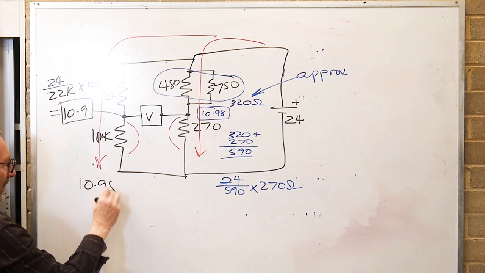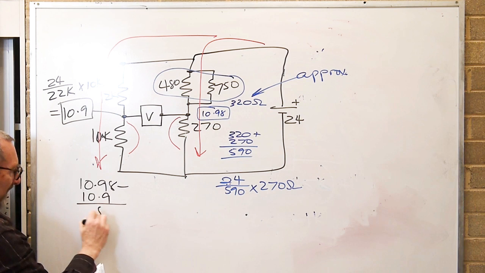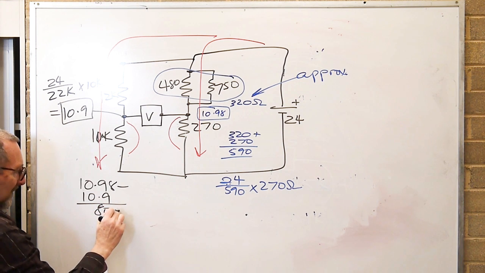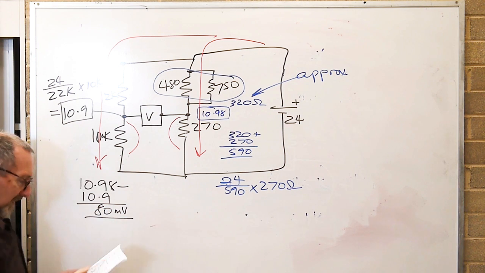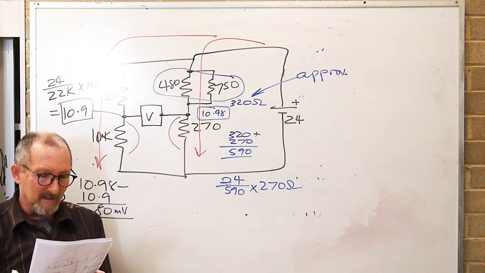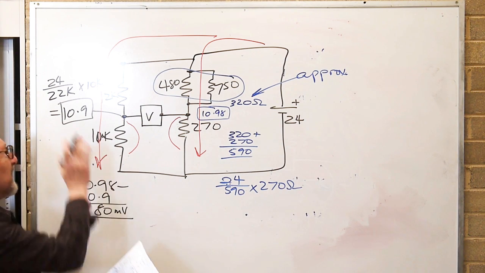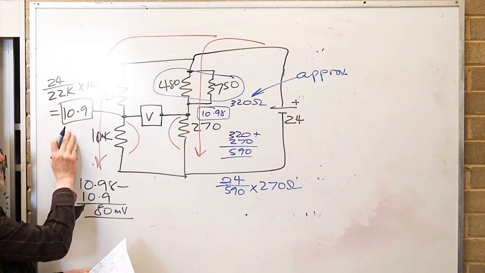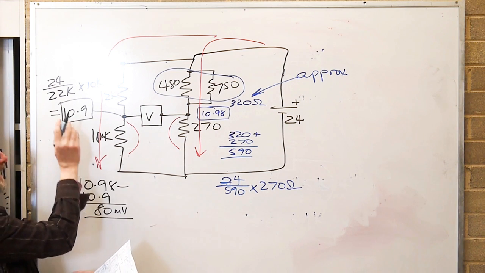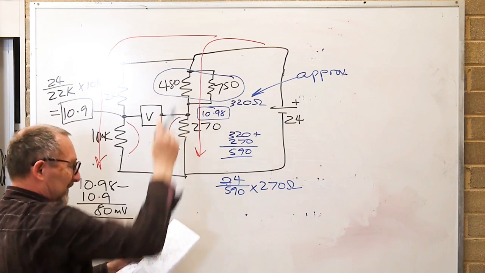10.98 minus 10.9, I get 80 millivolts. I look at the answer, all excited about 80 millivolts, and I go, uh-oh, didn't work out. So I know that side's correct because I did it with the calculator. It's exactly 10.9 volts. But this one here, I estimated this.